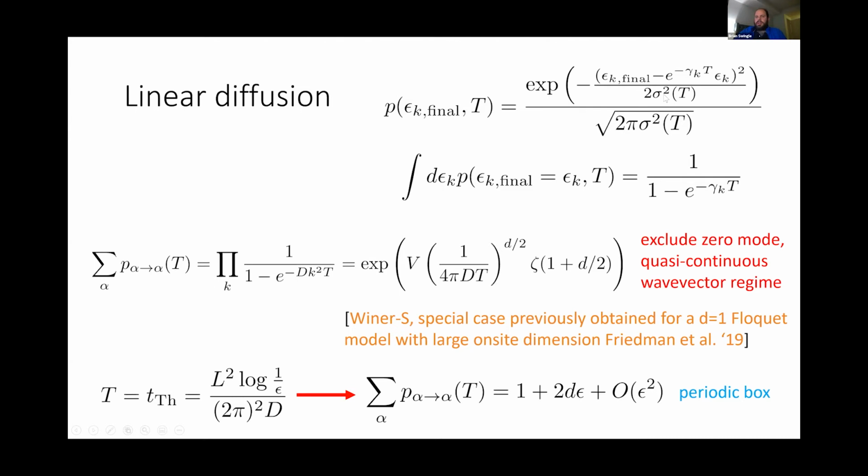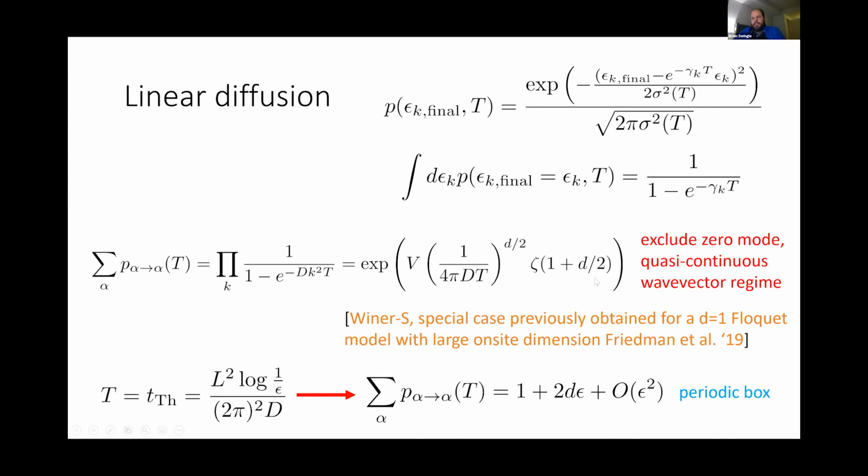You don't actually need to know the width. And you find that you just get this factor of 1 over 1 minus e to the minus gamma t. So again, this gamma is just k squared D, right? I write it down here. It's just the decay rate of the diffusing mode. So the sum over all the return probabilities is the product over all wave vectors times this factor. And in the quasi-continuous wave vector regime, you can simply do this product and you get a characteristic function of system size and time and some numerical coefficient that you can compute.